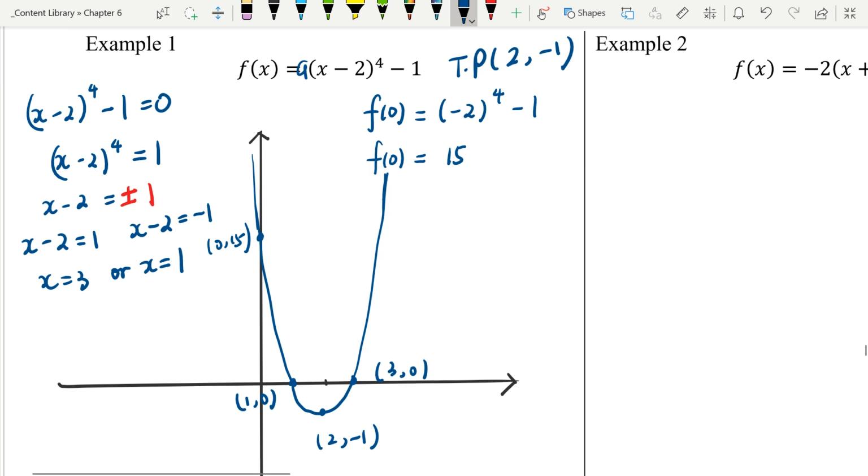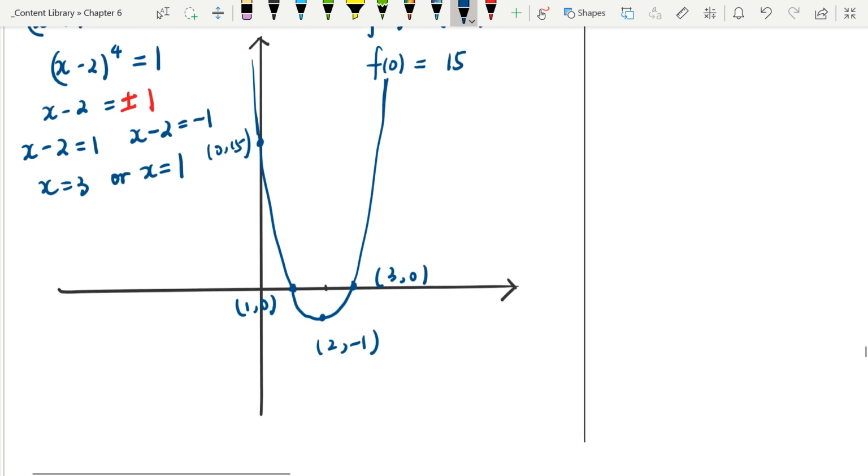And what's the range for this graph? Range? No. What's the lowest level? Negative 1 to infinity. Okay, so the lowest point you can get is negative 1. So it's negative 1 to infinity.